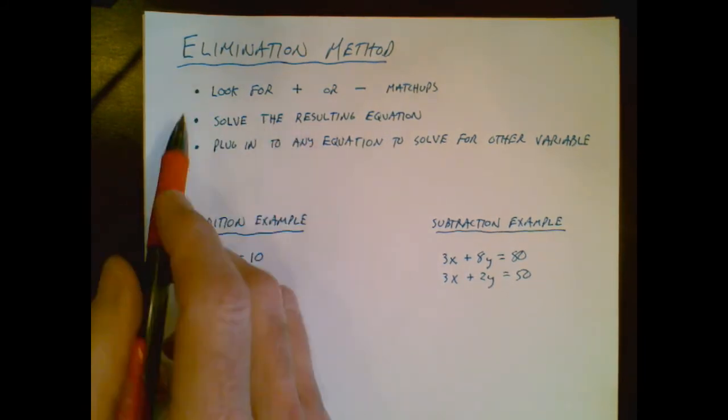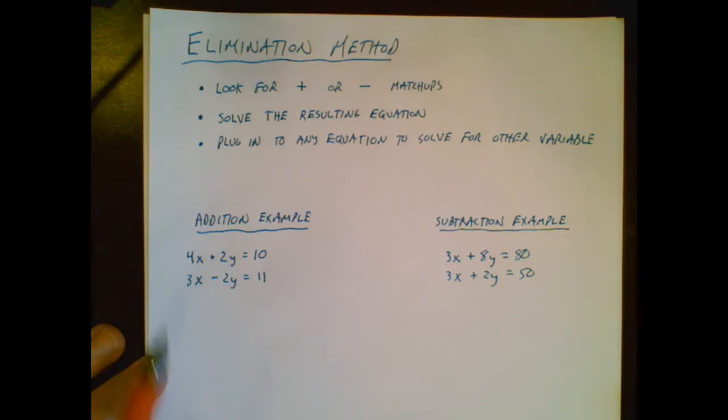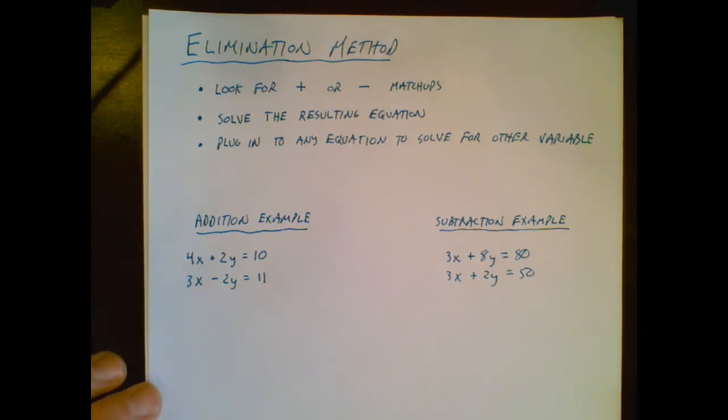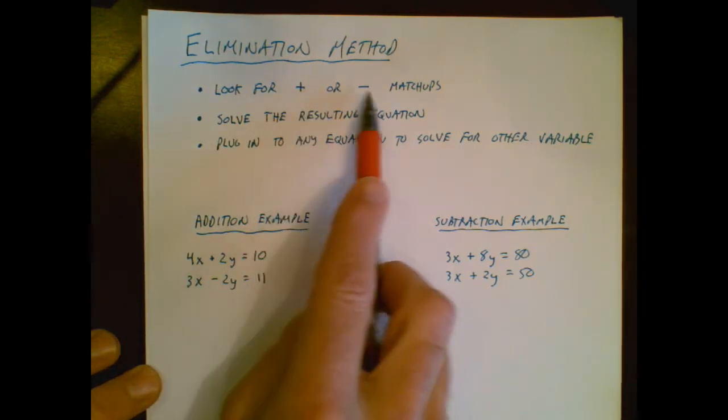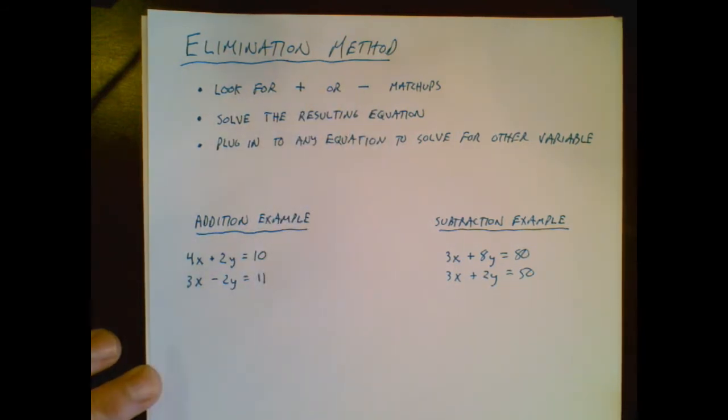And as we go through this, take a look at these 3 bullet points because we're going to be following those steps. It might be good for you to copy those down on a sheet of paper and work these examples with me as I do this. It's always easier to know math by doing it rather than watching someone else do it. My first bullet point says look for addition or subtraction matchups. So we're going to work on this addition example first.